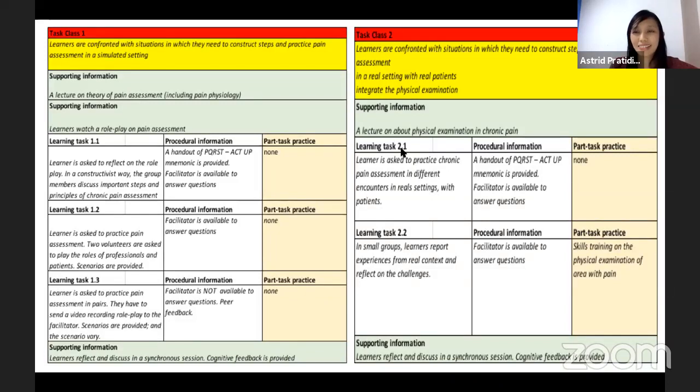This is nice. The number keeps changing.